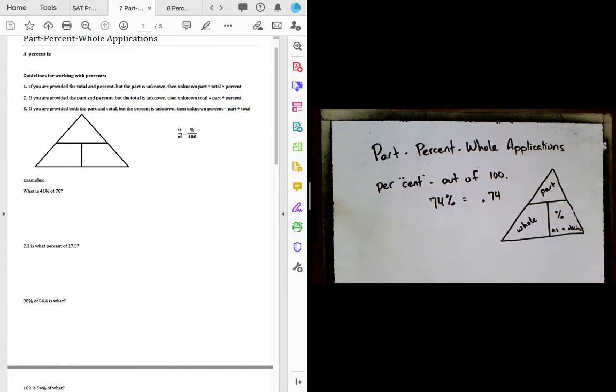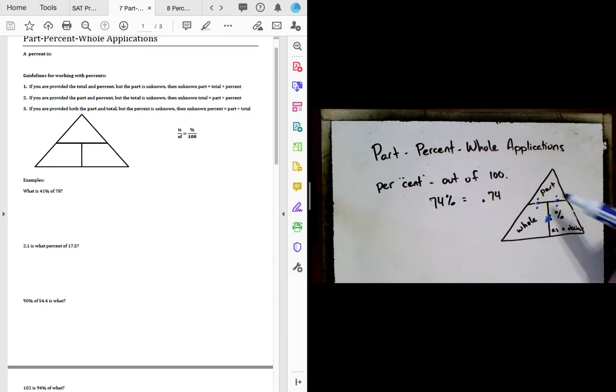In these problems, we're always going to be given two out of these three, and we're always looking for that third one, whether it's the whole, the part, or the percent. So when we put them into this triangle, we're going to know two of the three pieces, and we're looking for that other piece. If we're given the two values on the bottom, we're going to multiply those values together. If we're given one of the values on the top and one of the values on the bottom, then we're going to divide top divided by bottom.